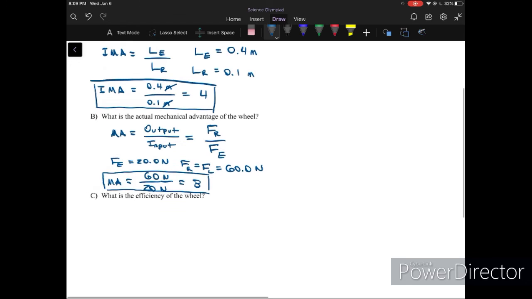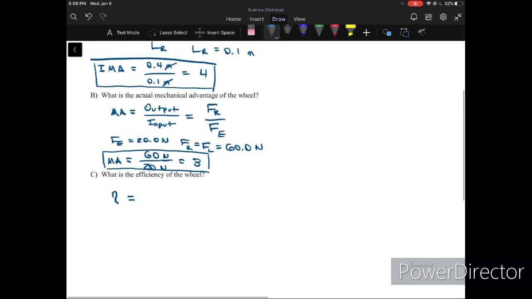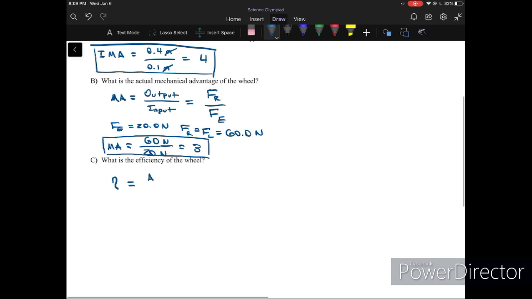And so, the way that we're able to calculate efficiency then, efficiency is equal to our actual over ideal. And we know already that our actual mechanical advantage is 3 and our ideal is 4. Meaning we have an efficiency of 0.75 or 75%.